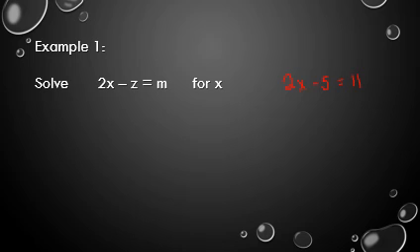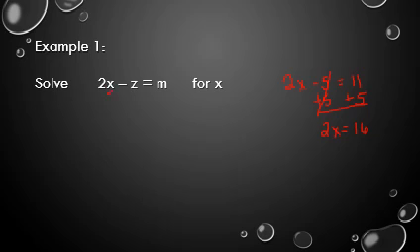Well, we would try to get the x all by itself. In order to do that, we would add 5 to both sides. Those would cancel out, and that would leave us with 2x equals 16. Well, let's try that over here.